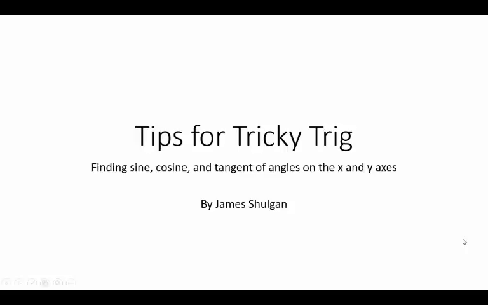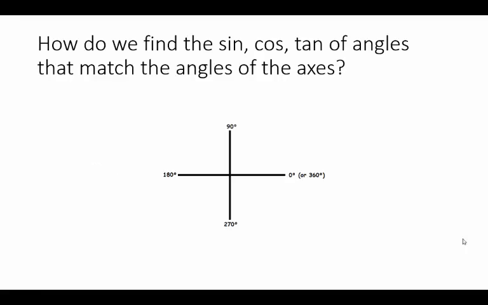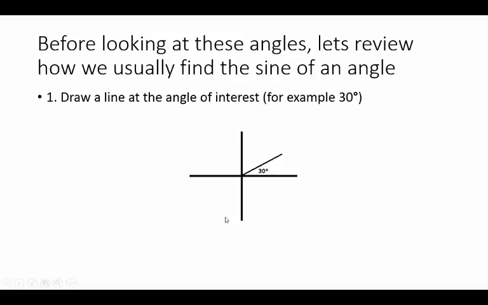Hello, my name is James, and today we'll be looking at trig. Specifically, we'll be looking at how to find sine, cosine, and tangent of angles that lie on the coordinate axes, specifically 0 degrees, 90, 180, and 270. Before we do that, let us review how we do trig in general.